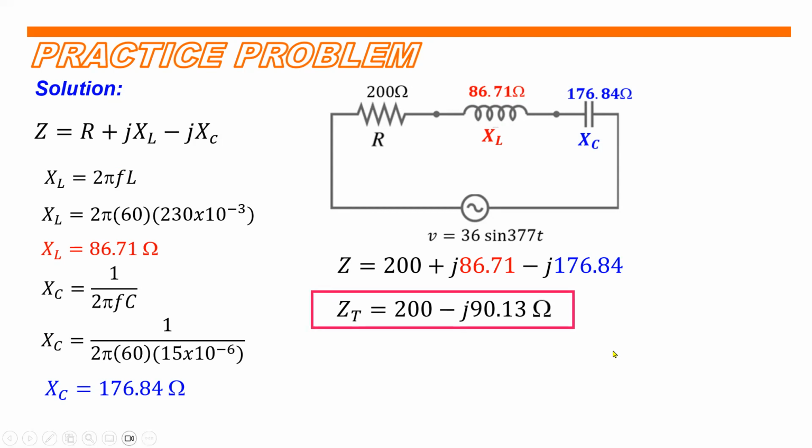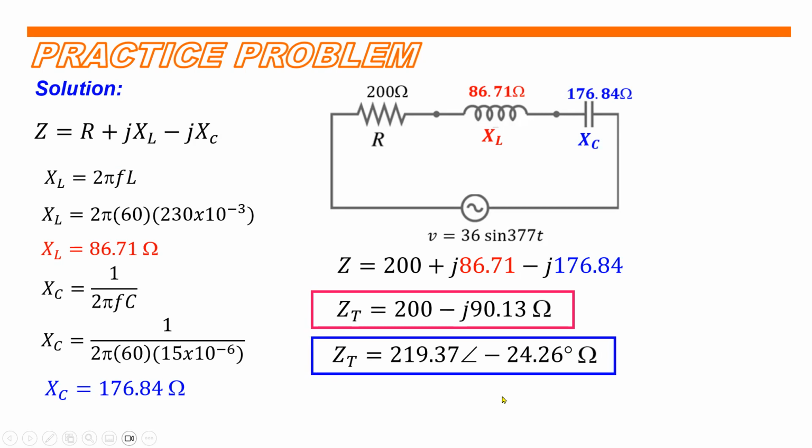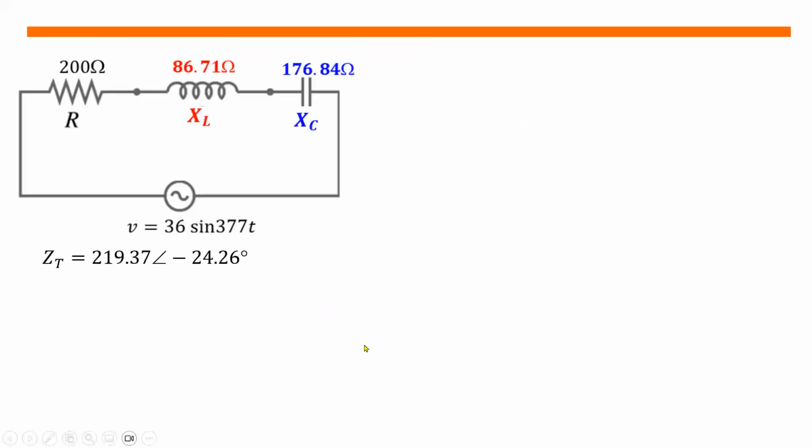Then i-convert natin ito sa polar form para ma-express natin yung ating impedance sa polar form using our calculator. That will give us 219.37 angle negative 24.26 ohm for the total impedance. So our theta is equals to negative 24.26 degrees. So that will be our phase angle.